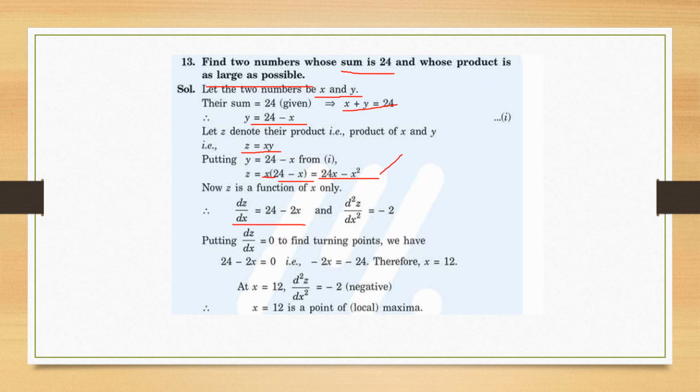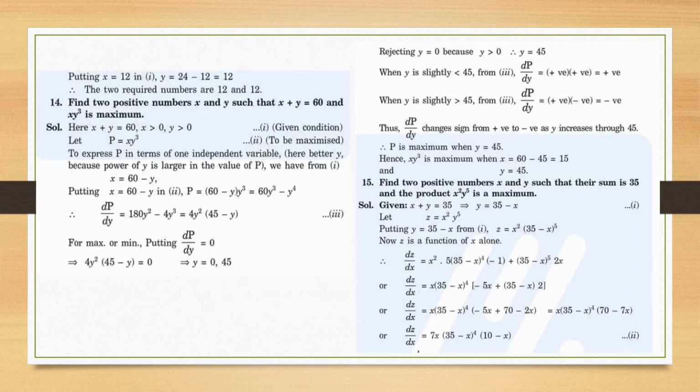Now take dz/dx and the second derivative, put dz/dx equal to 0 to get the critical point x equal to 12. Now the second derivative is negative, that means it is the point of local maximum. By putting x equal to 12, y, which is 24 minus x, will come out to be 12.